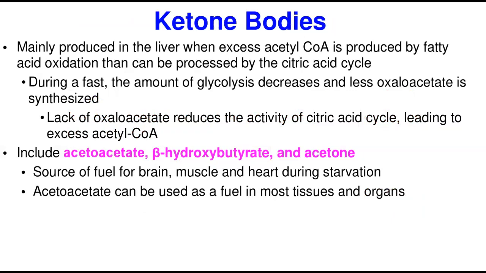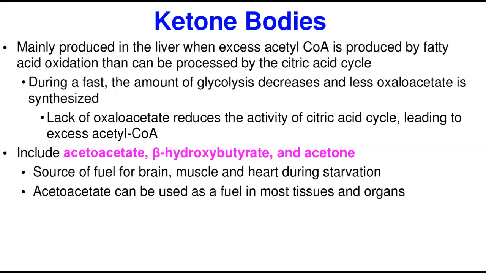Ketone bodies are mainly produced in the liver, and the reason they are produced is excess acetyl-CoA. When too much acetyl-CoA is produced by the breakdown of fatty acids than can be processed by the citric acid cycle, it results in the generation of ketone bodies. Remember, beta oxidation generates acetyl-CoA, like the 10 we saw with palmitic acid. These have to be broken down in the citric acid cycle to carbon dioxide and releasing equivalents used in generating ATP. If that process is not happening fast enough, what happens?